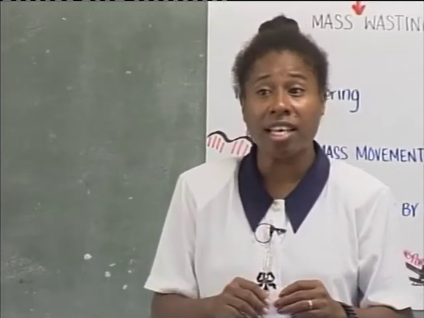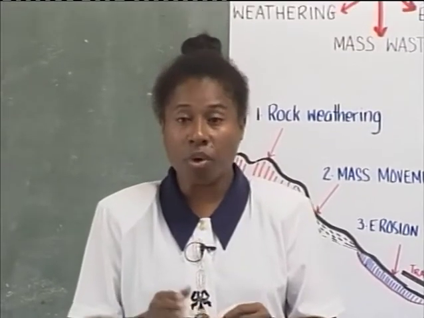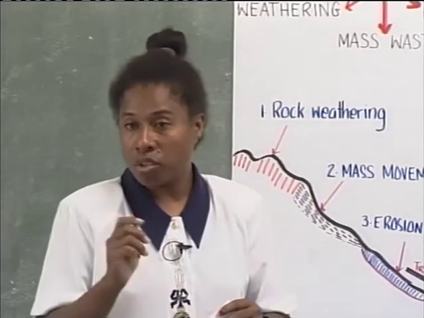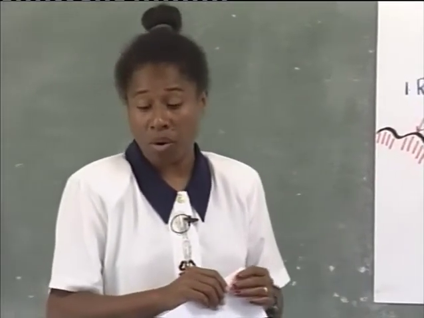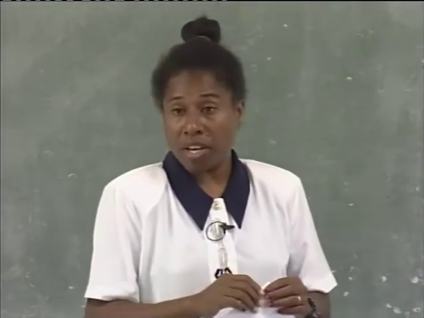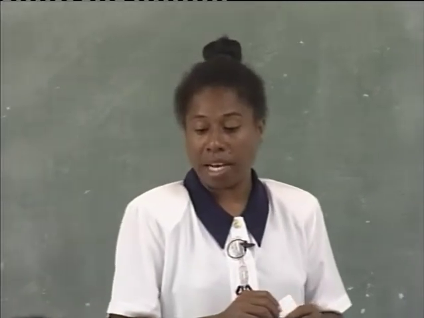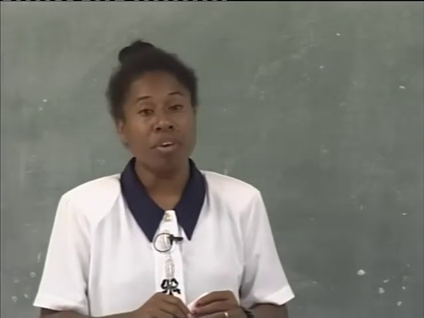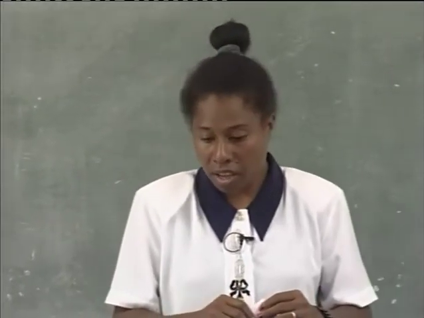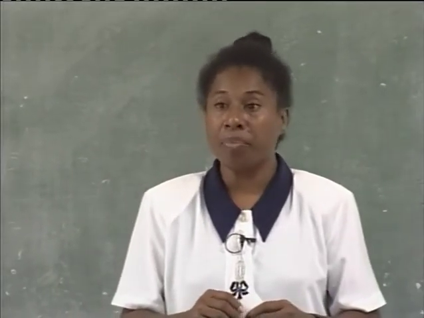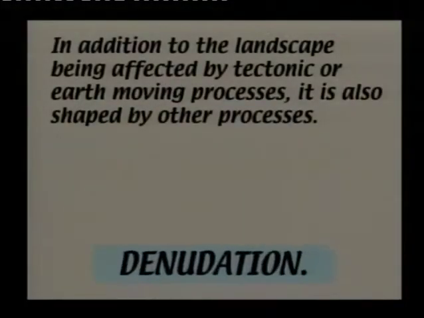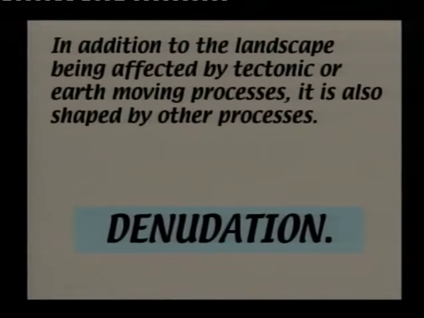We'll look at that in detail in grade 12. So we are now looking at the balance. Whatever has been built up will have to be broken down. So when we come to this particular section now, from the introduction, it tells us that in addition to the landscape being affected by tectonic or earth-moving processes, the earth is also shaped by other processes. And those other processes can be referred to as the denudational process or processes.